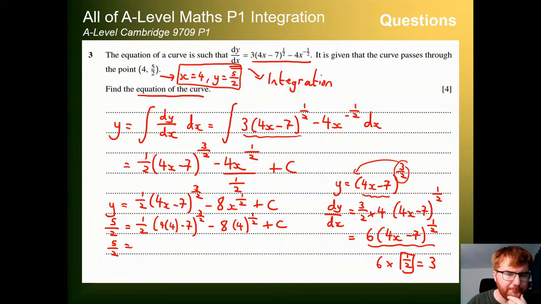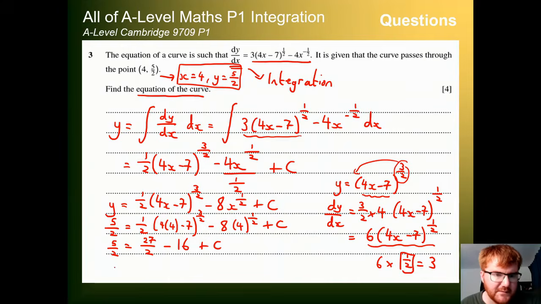Okay, so let's see what we get here. So 5 over 2. 4 times 4 is 16. 16 minus 7 is equal to 9. 9 to the power of 3 over 2. Square root of 9. Again, you can use your calculator here. Square root of 9 is 3. 3 cubed is equal to 27. So we get 27 over 2 here. We've got 4 to the power of a half. That's 2. Minus 2 times 8 is minus 16 plus c.